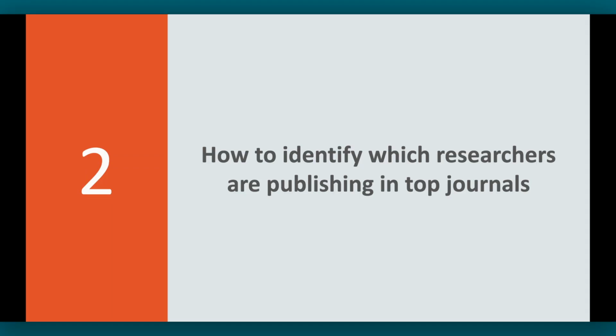So looking at publishers is interesting, but what we really care about is looking to see which researchers are publishing in which journals. And particularly for the example I'm going to show you now is how to use Dimensions to see which researchers are publishing in top journals.